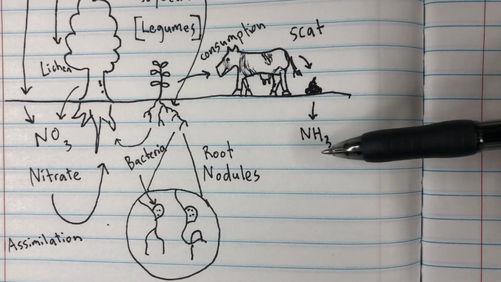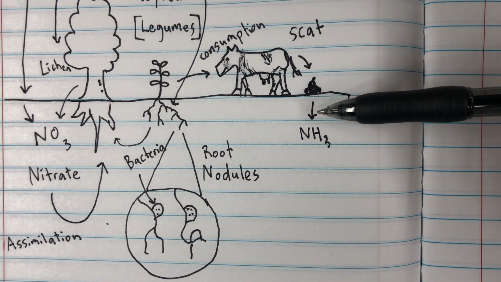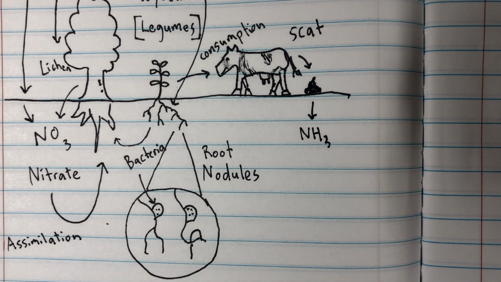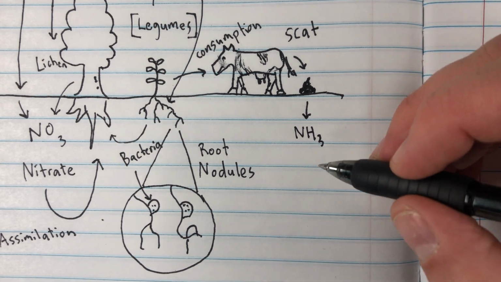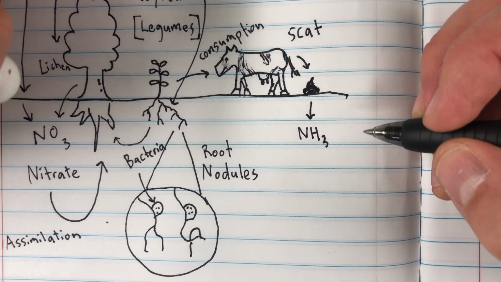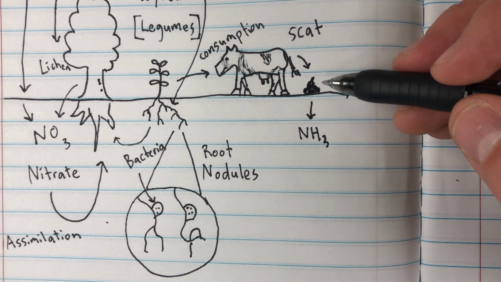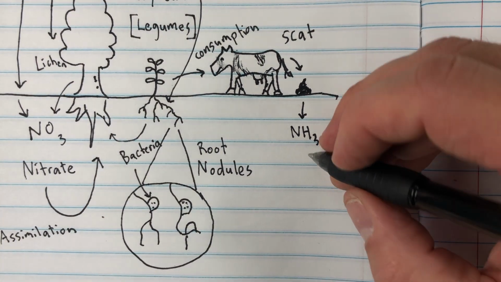Well, this form of nitrogen is actually quite harmful to the soil. Have you ever seen where a dog has pooped or peed and you see a brown spot in the grass later? Well, that's because this form of nitrogen that's within scat or urine is what we call ammonia, okay?